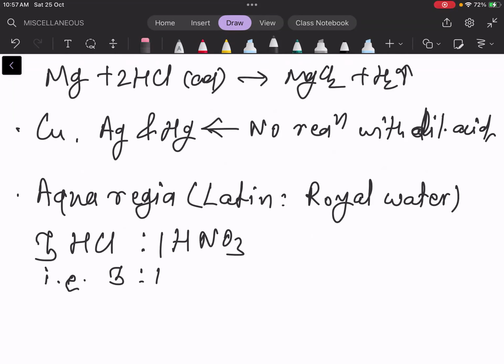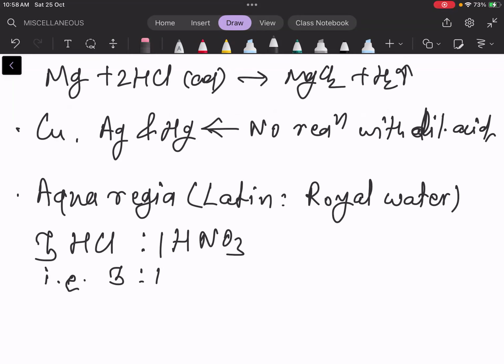All goldsmiths use this for bringing a shiny nature to the ornaments. Is there any doubt, students? No, sir. Okay. Now, reaction of metals with solutions of other metal salts.